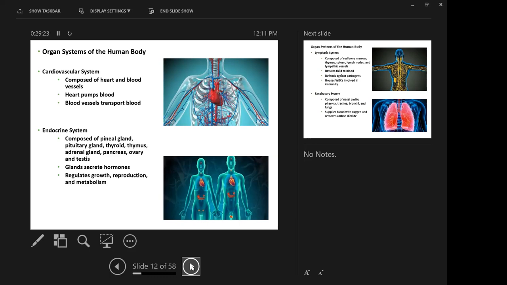Now we get to the other control system. This is the endocrine system. This deals with our hormones. We have a series of glands throughout our body. Pineal gland, pituitary gland, the thyroid gland. Some of these you've probably heard of. Adrenal glands, the pancreas, the ovaries and testes. They all secrete what we call chemical messengers known as hormones, and they will control our body's activities. They're slower. They work at a much slower pace.